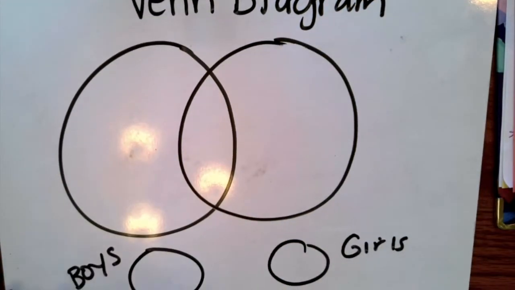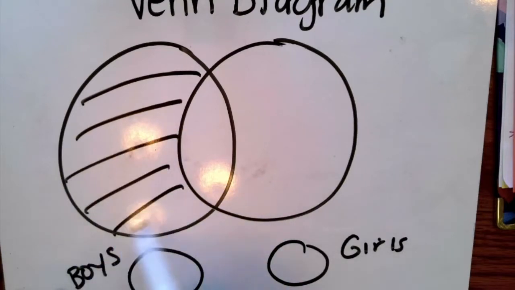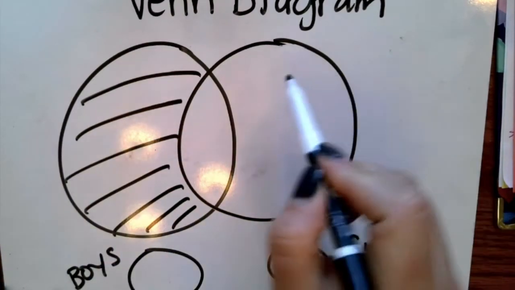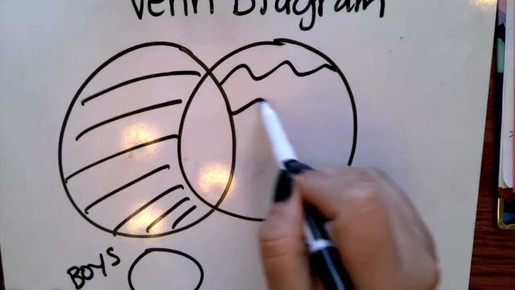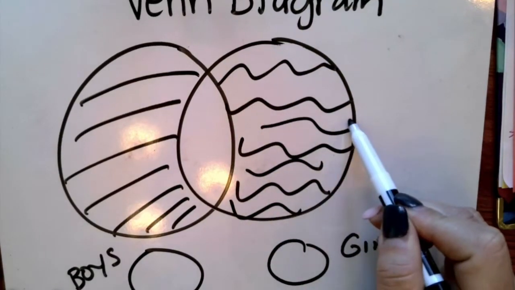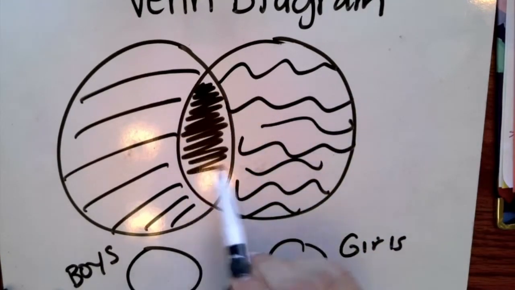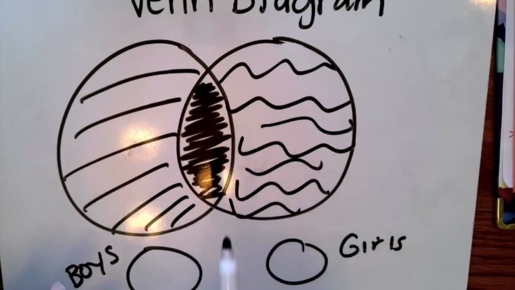Okay, so this Venn diagram means that the stuff that's over here would be just the boys. The stuff over here is just girls. And the stuff that would be in the middle here would be both. Okay, that would be both. So, I'm going to erase this so that I can show you exactly what this means for us today.